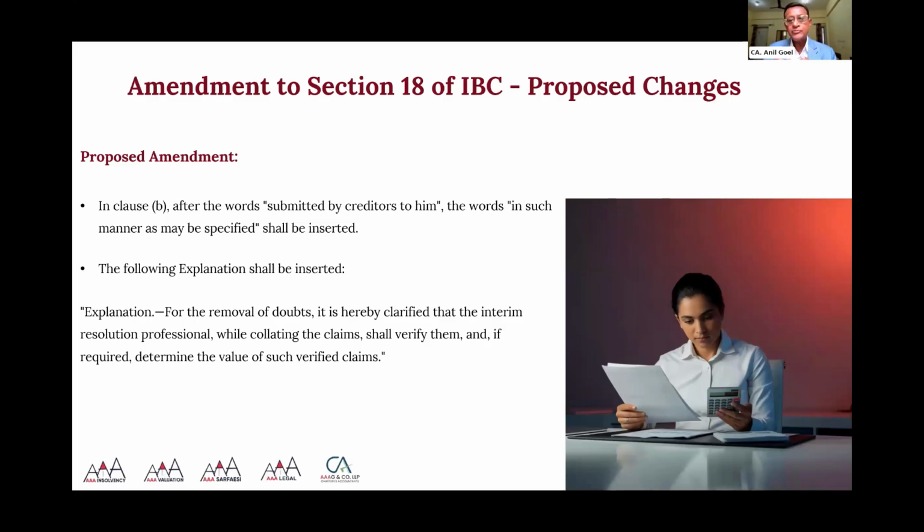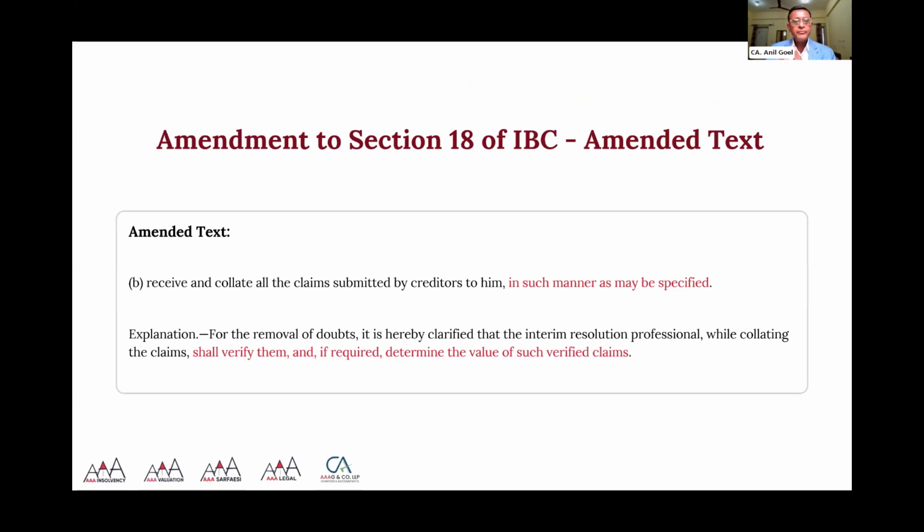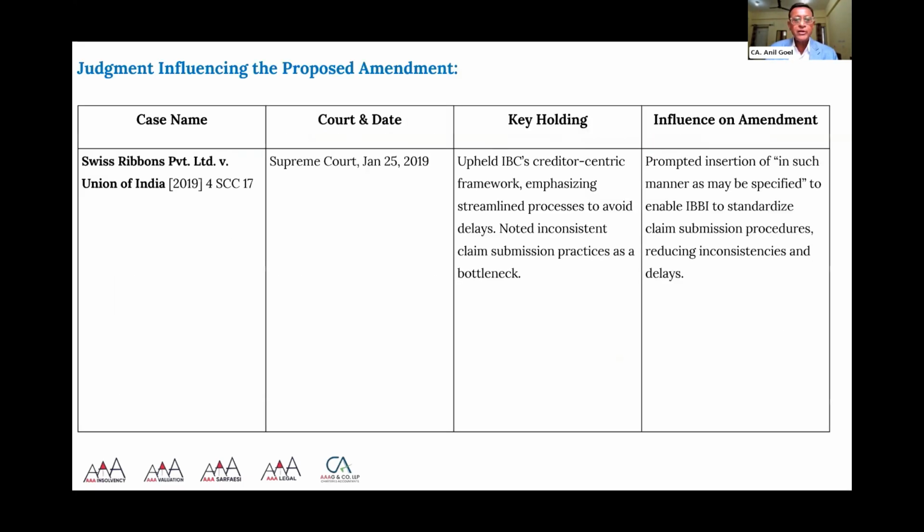During CIRP, the claims are supposed to be verified, and it has to be now communicated that this is what has been verified, this is what has been accepted, and this is the valuation that has been given. Now, receive and collate, the words have been added, in such manner as may be specified. So that means how the claims will be collated and verified will be specified by the Board, and by way of an explanation, shall verify them, and if required, determine the value of such verified claim. That is what has been added.